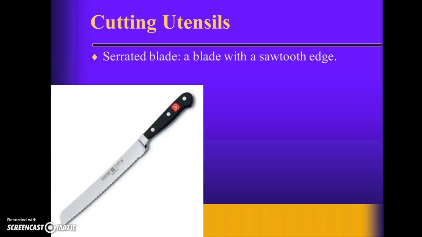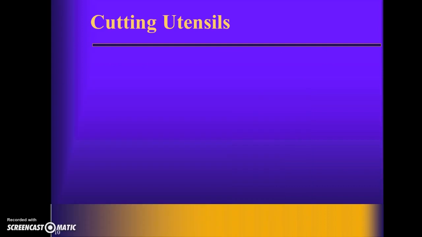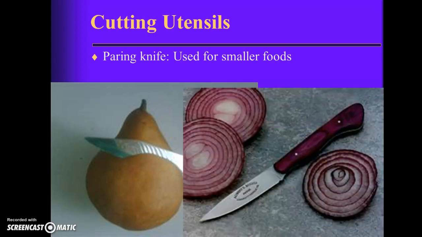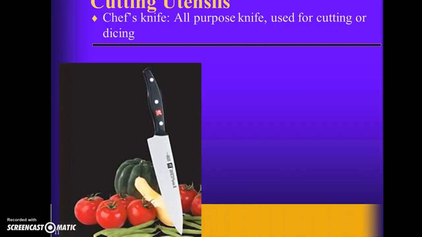Okay, so we're dealing with cutting here. Serrated blade. A serrated blade is a blade with a sawtooth edge. We tend to use this a lot for cutting bread. Paring knife. Paring knives are very small knives used for smaller foods. They tend to be used to remove the peelings or outer skin, or very small cuts like on garlic.